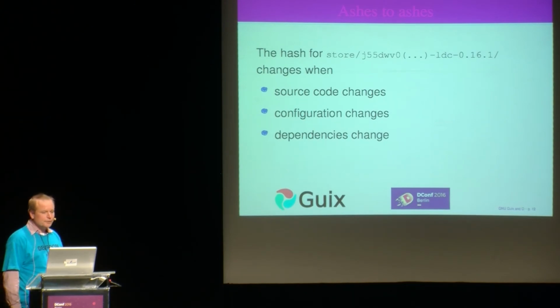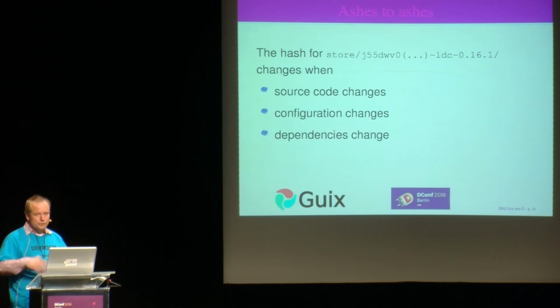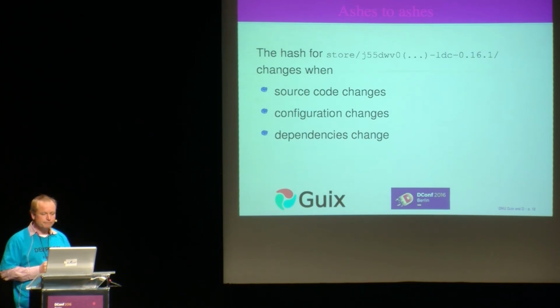So that hash, how is it calculated? It actually is calculated over the inputs, all of the inputs. So think functional programming. When the source code changes of a package, the hash will change. If you change a configuration parameter, if you say, I want to build Apache with SSL or without SSL, the hash value will change. You will get a different Apache.